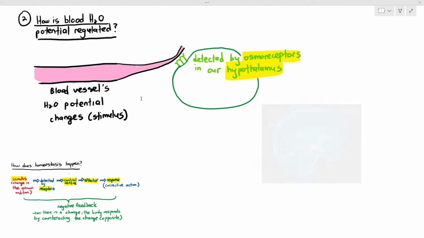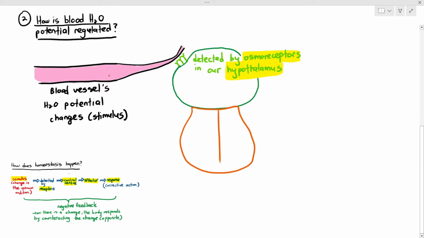So the osmoreceptors in the hypothalamus will detect... osmoreceptors, hypothalamus. Sounds like I'm rapping. But anyway, the osmoreceptors in the hypothalamus detect the changes in the blood water potential, and the hypothalamus is your control center. And what the hypothalamus does, here's where it gets a little bit confusing: it will then send a signal through a neuron to the posterior pituitary gland.